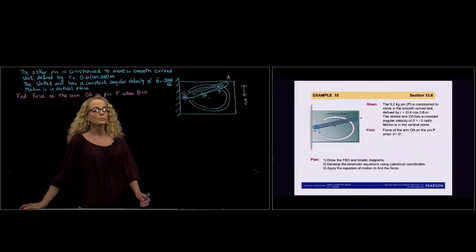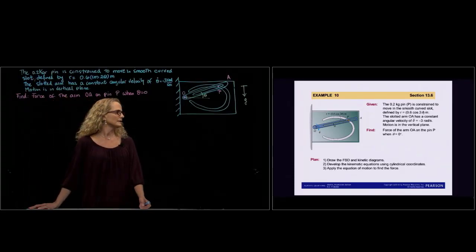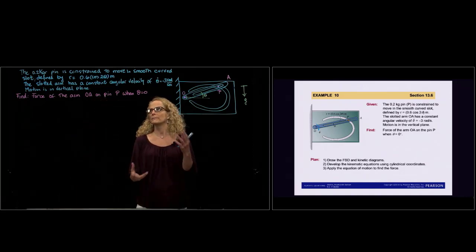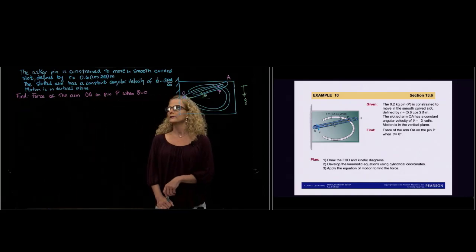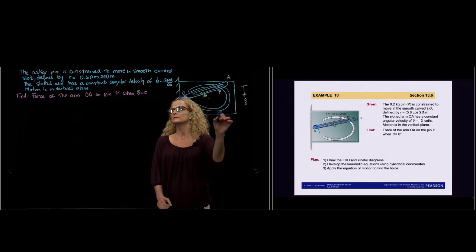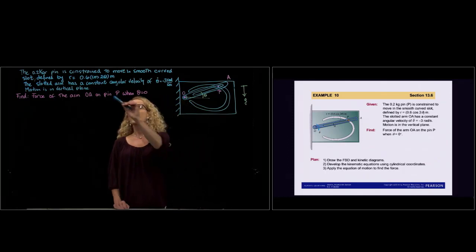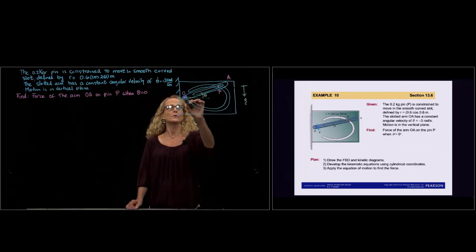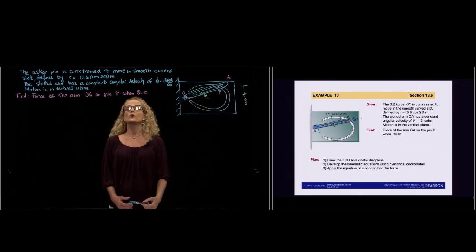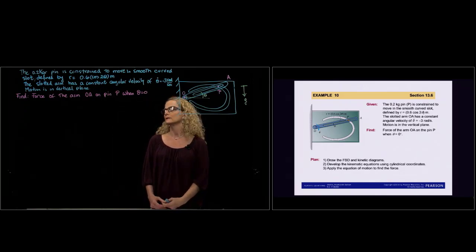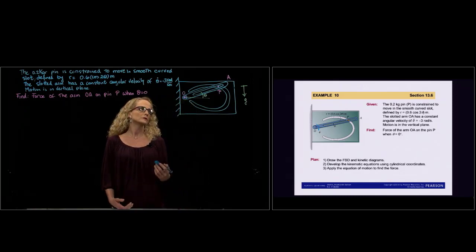Okay, this is example number 10 of chapter 13, section 13.6. So we have a particle, a pin of 0.2 kilograms, that is constrained to move in a smooth curved slot defined by r = 0.6 cosine of 2θ meters. The slotted arm OA has a constant angular velocity of -3 radians per second, and motion is in the vertical plane.